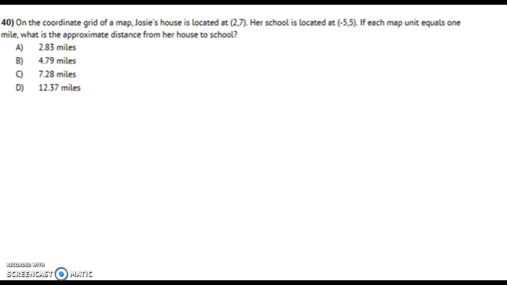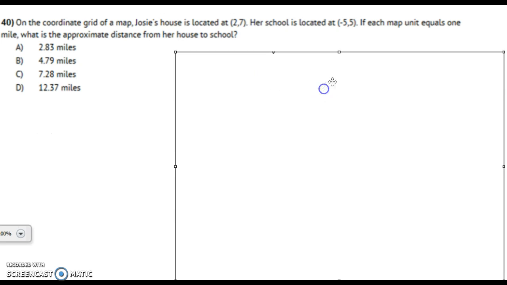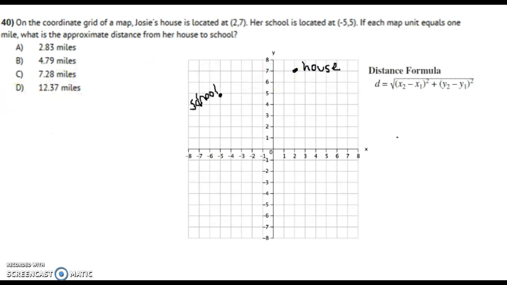All right, we certainly don't have to graph this, but I like to see things graphically. So I did graph it just to give myself an idea. I can see that her house is located here at (2, 7), and the school is located at (-5, 5). If you wanted to look at the graph, that could probably give you a pretty good idea of what the distance is going to be. Some of you could probably use some test-taking strategies to make a good educated guess.